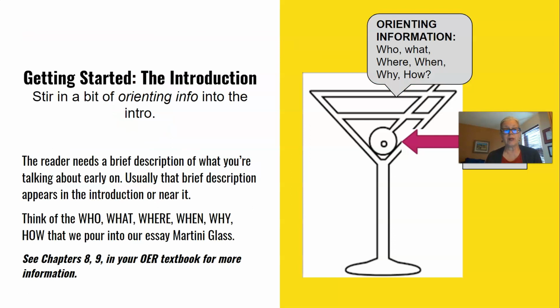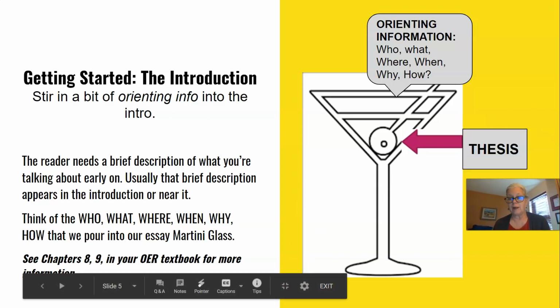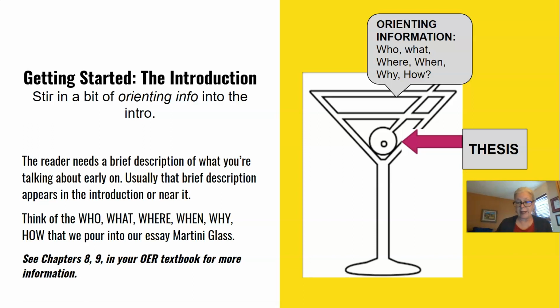So let's go on. The introduction is where a lot of the heavy lifting takes place. We want to have a lot of the good who, what, where, when, and how, why, all that good stuff, the 5 W's and an H, somewhere in there in that introduction, because we need to have orienting background information. We need to know what this essay is about so that we know where you're going next. So please take a look at chapters 8 and 9 in your OER textbook. That'll help you think more about how to get those bits and bobs in there.